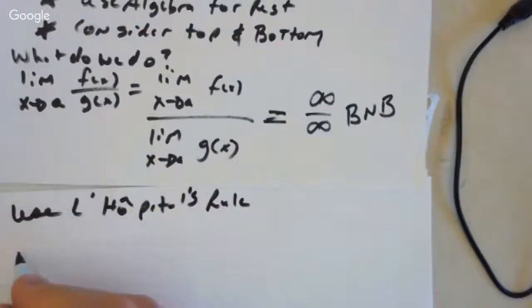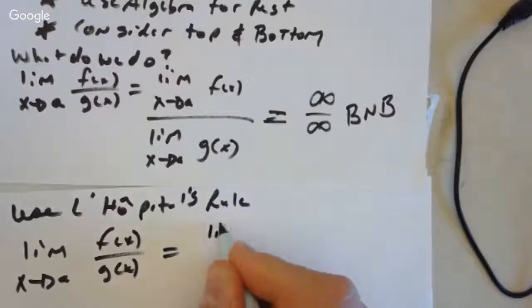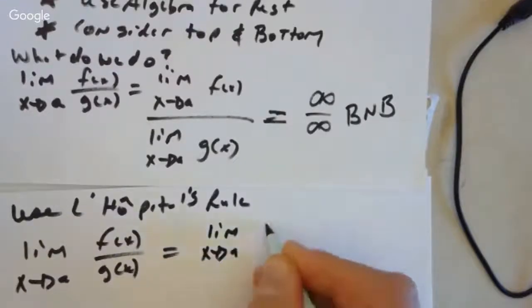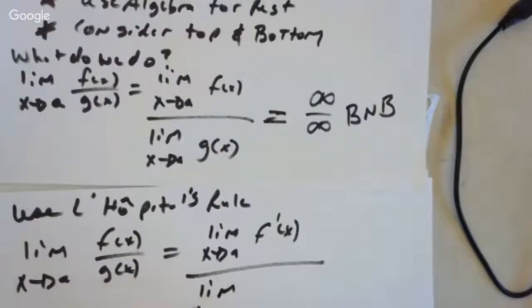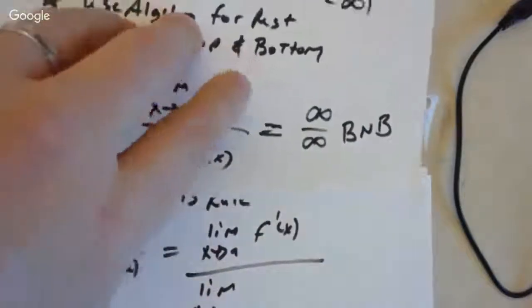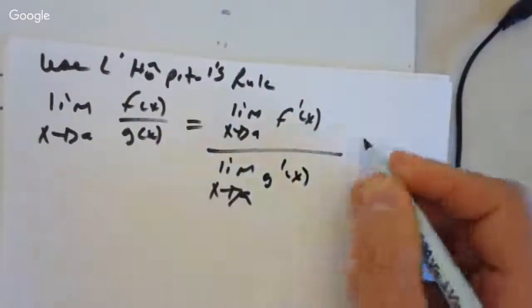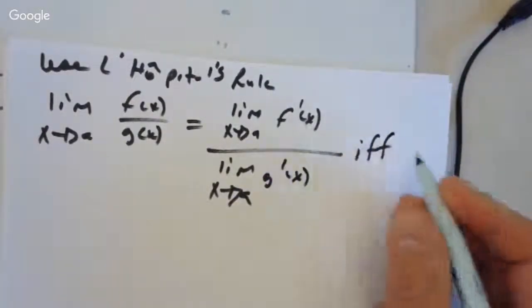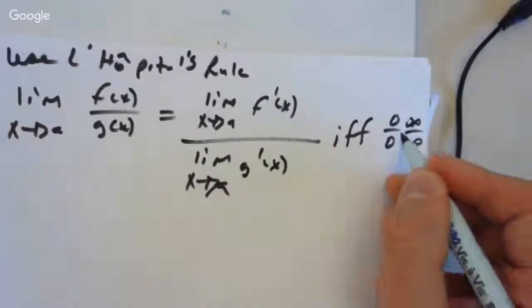If it's in that indeterminate form, the limit as x approaches a of f of x over g of x is equal to the limit as x approaches a of f prime of x over the limit as x approaches a of g prime of x, if and only if it was in that indeterminate form, infinity over infinity or 0 over 0.